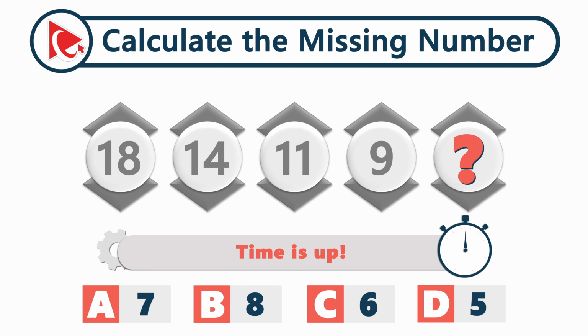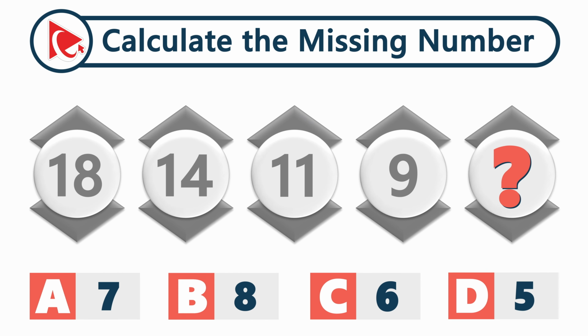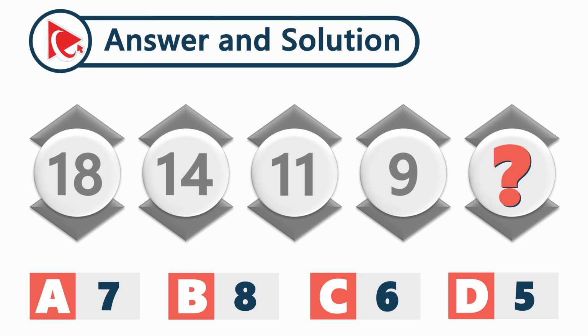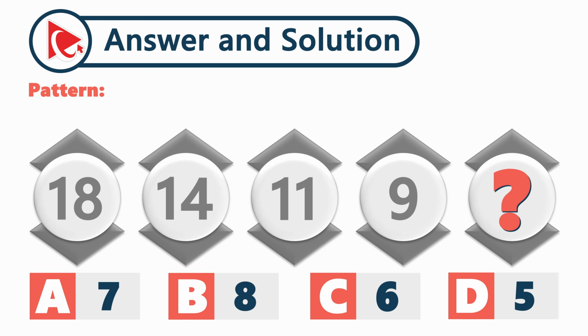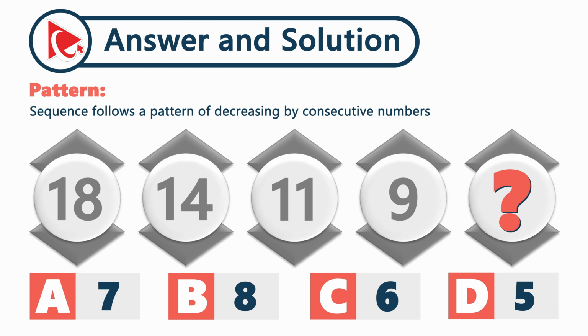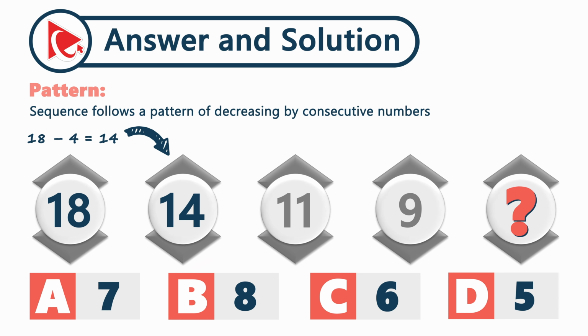Time's up. Do you have your answer ready? I hope so, because the solution is as simple and elegant as these cool shapes that we see on the screen. The sequence follows a pattern of decreasing by consecutive numbers. Let's look at the example. The first set of numbers are 18 and 14. 18 minus 4 equals 14. You see that in the first pair, the decrement is 4, but in the next pair, the decrement would be 3. Let's continue with our examples.